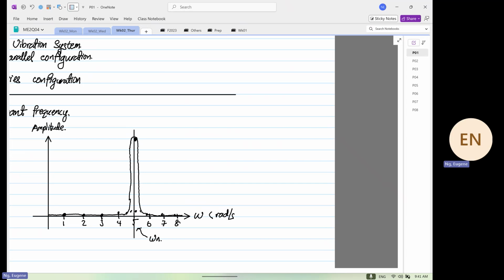Most of the time in your physics class in high school, you see someone singing at a very high pitch to a glass. What happened to the glass? Shattered. For this reason, the amplitude gets higher. When the amplitude gets higher, the deflection gets higher. When the deflection gets higher, what happened? Stresses get higher, and when stresses get higher, boom.